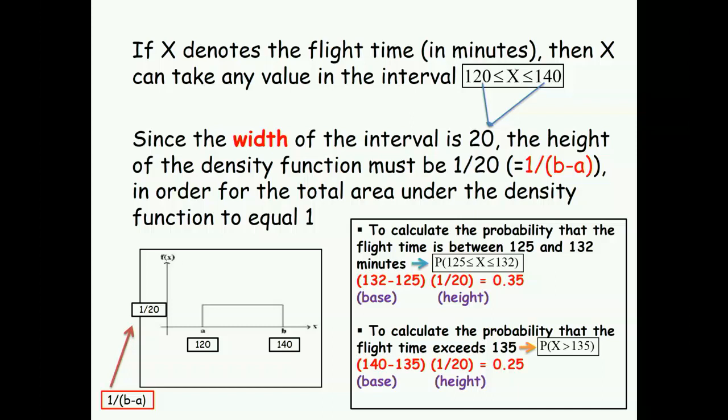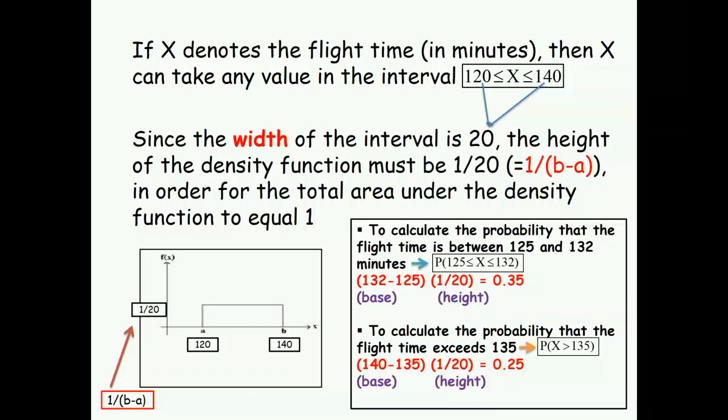To calculate the probability that the flight time is between 125 and 132, the base would be the difference, 132 minus 125. The height we already calculated. So the probability would be 0.35.